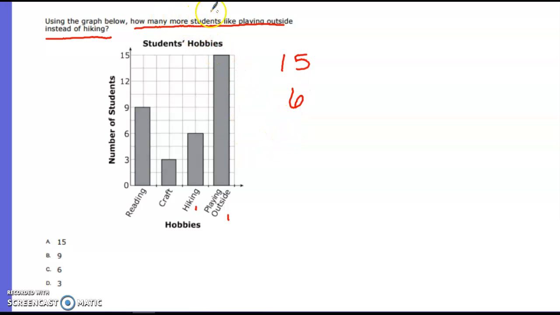So it says how many more students liked playing outside. Well, guys, just like before, how many more tells us we need to subtract. So 15 minus 6, we'd bring this one over so we could fair trade. 15 minus 6 would be 9. So our answer choice should be 9.